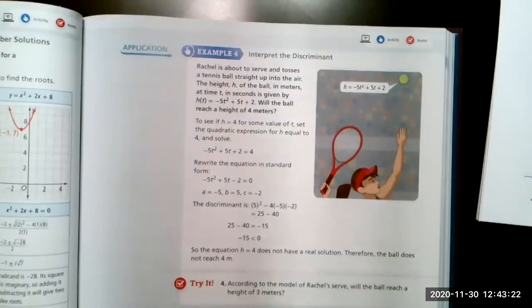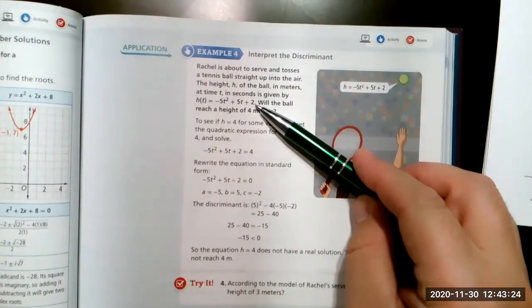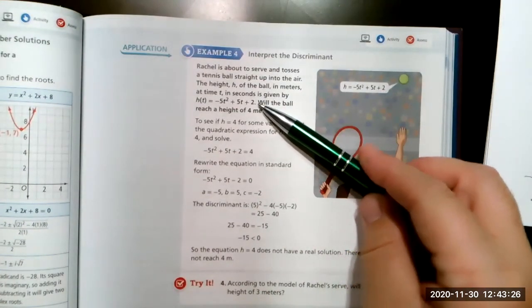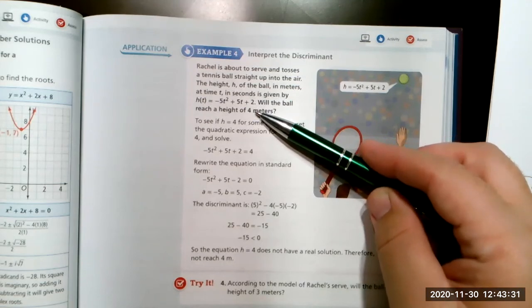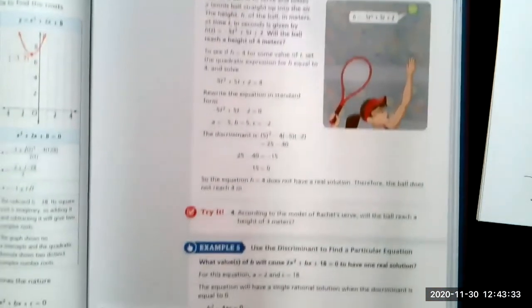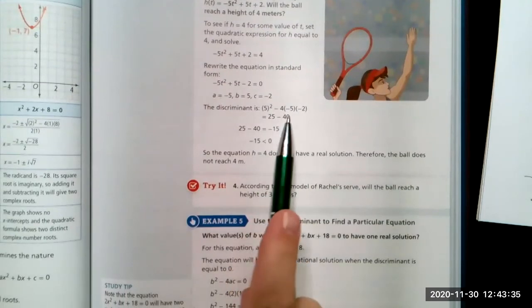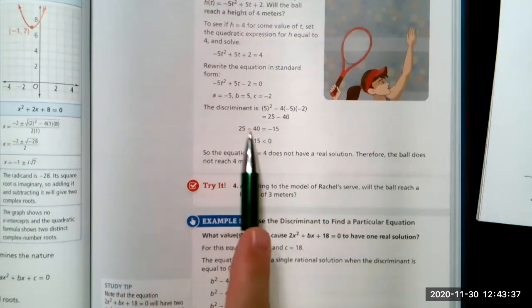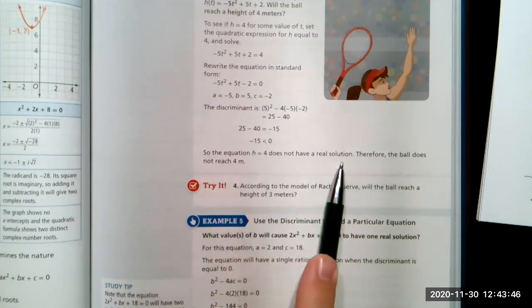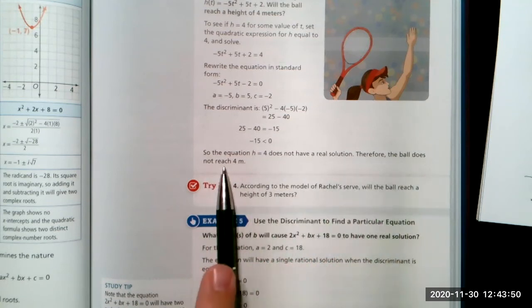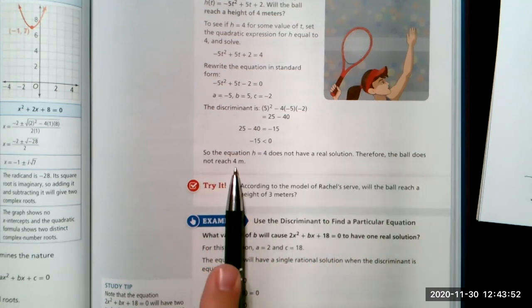If I were to graph this quadratic that they're giving me here, this thing will never reach 4 meters high because it doesn't have any x-intercepts. So let's see if that's what they're verifying here. Looks like we're getting the same answer. 25 minus 40 is negative 15. Since negative 15 is less than 0, the equation h equals 4 does not have a solution. It will not touch the x-axis. Therefore, the ball does not reach 4 meters, okay?